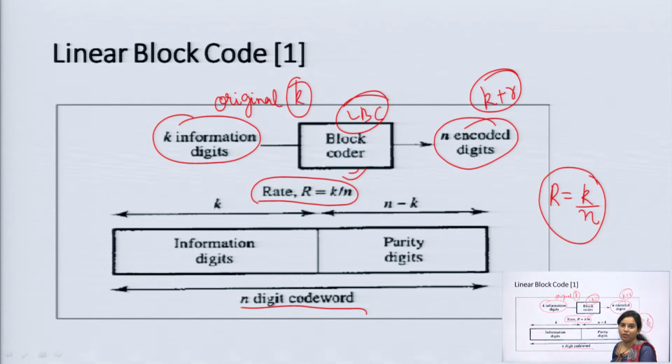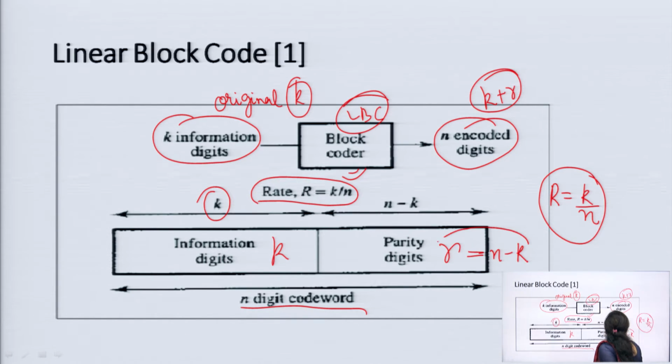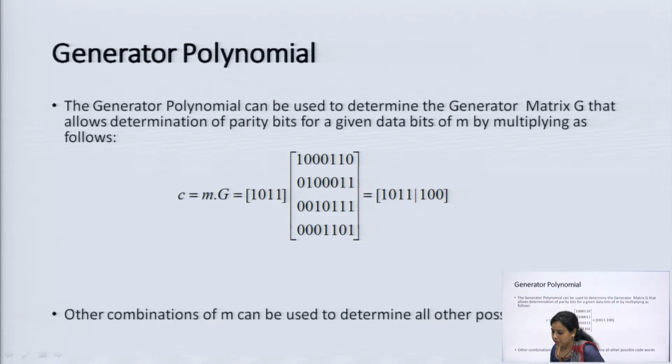This representation will give you a brief idea or picture of what this LBC is all about. The total number of bits in a linear block code is n, that is, an n digit code word. It consists of information bits having length denoted by small k, which is added with the parity bits, r, which is n minus k. This is how this linear block code will be generated.